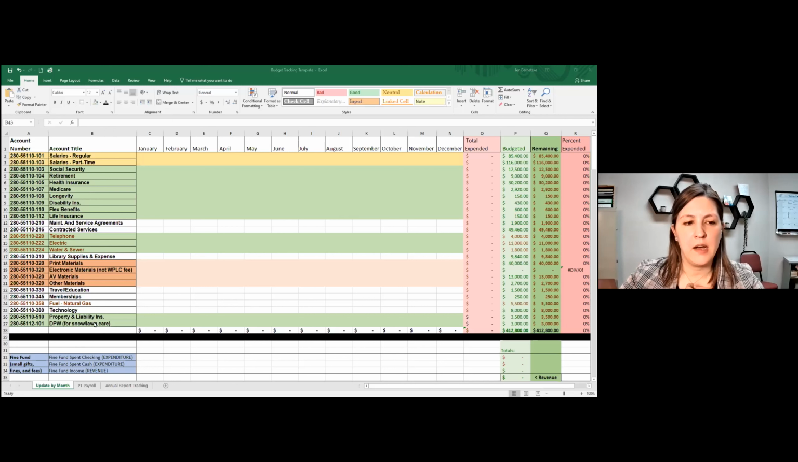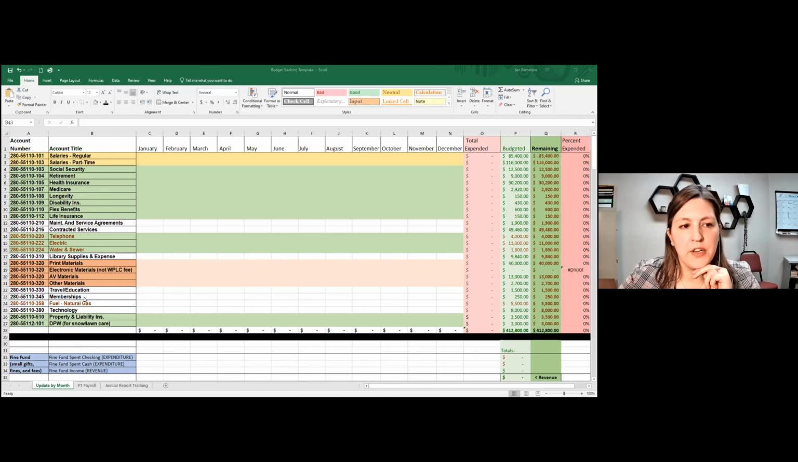And I also paid my portion of property and liability insurance, as well as a stipend every year for public works for lawn and snow care. So I just have those lines in there with how much I paid the city for those services.